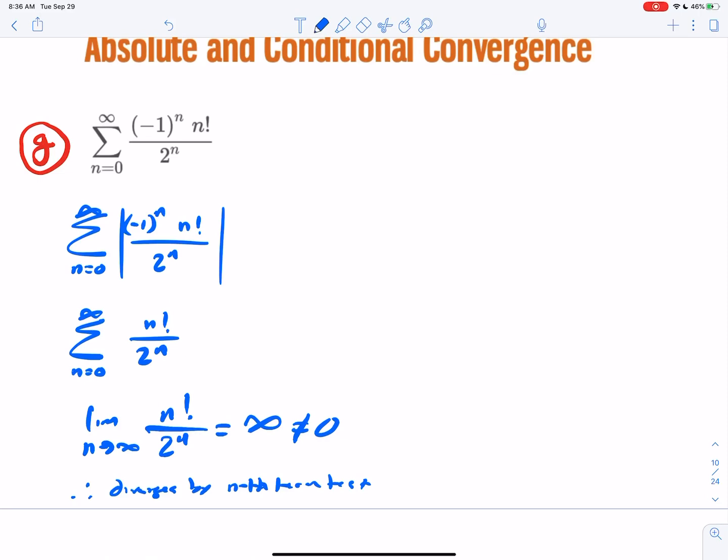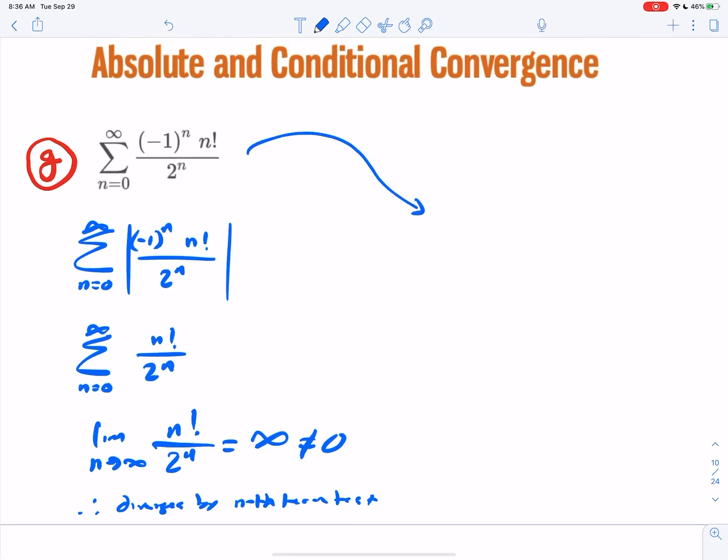So what does this tell us here? It's not going to converge absolutely. So we check the original one. Okay, so here we go. We have the original series.